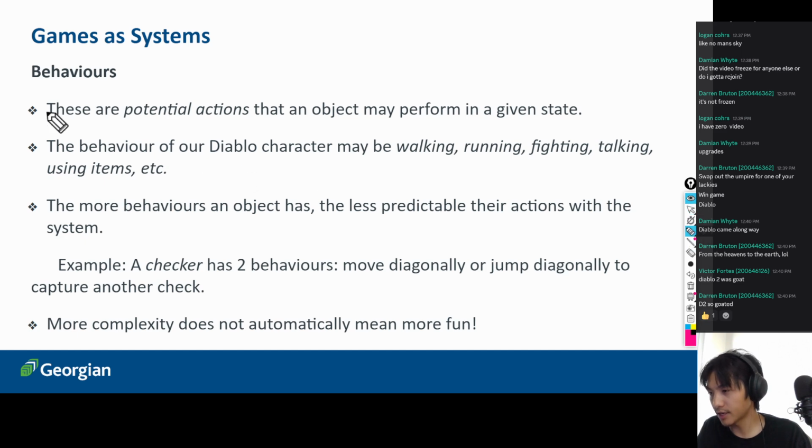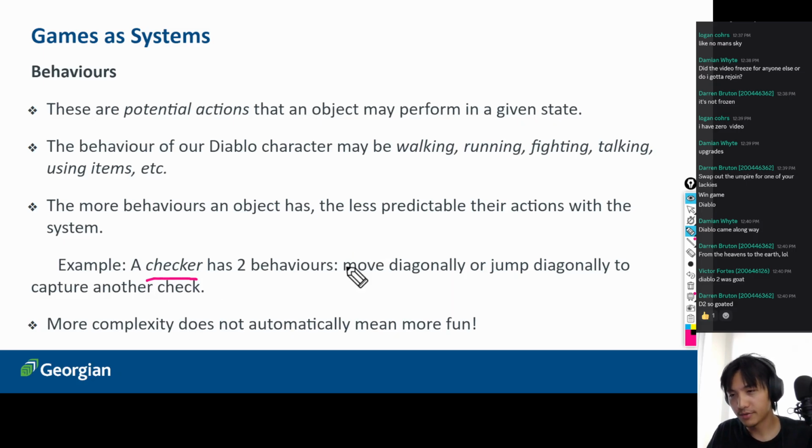Some way to represent that. Objects, of course, have behaviors. They have actions they can take, right? Objects can perform actions. So in Diablo, you can walk, you can run, you can fight, you can use items, stuff like that, right? When you have more behaviors, it can become less predictable. But you don't necessarily need a whole lot of behaviors to have a complex game.